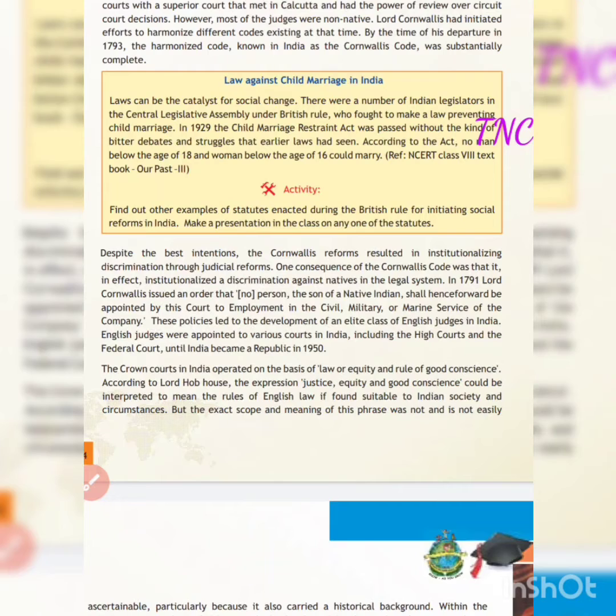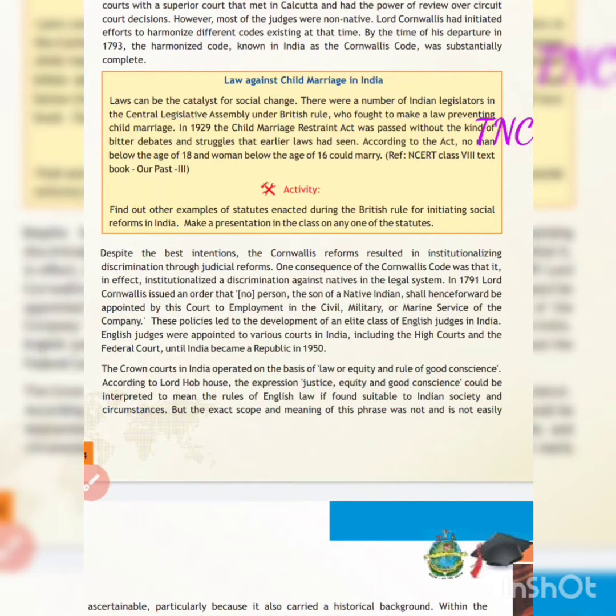Now, the main consequence: he had the intention that there would be harmony and peace, and public order would be maintained in the society through the harmonized Cornwallis Code, but that was not the actual scenario that happened.